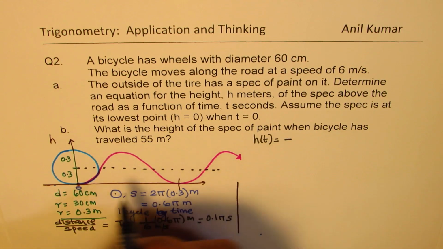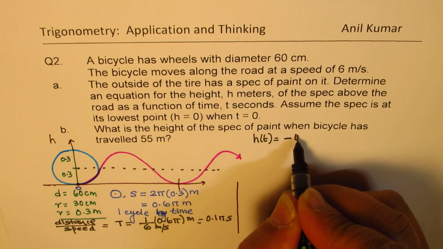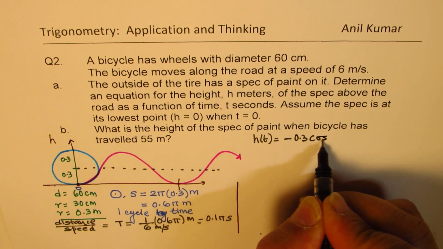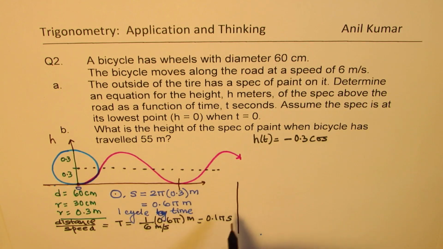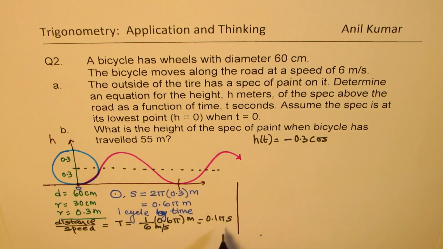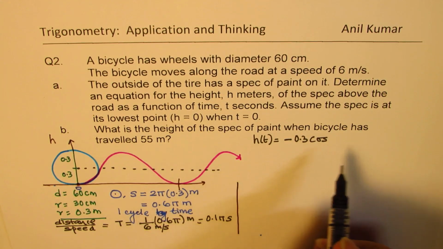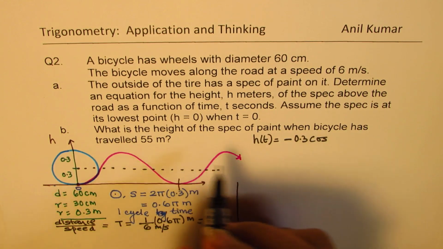That is the axis. The amplitude is 0.3. Cos of k, the value of k will be how much? Now we can find k here. So time period is 0.1 pi. So k will be equal to t by 2 pi, right? So let's find k before writing this.